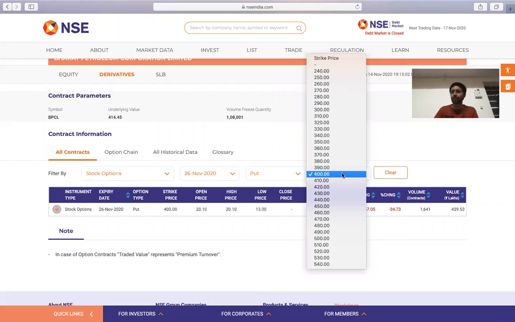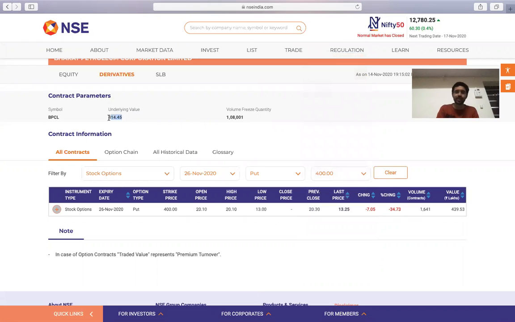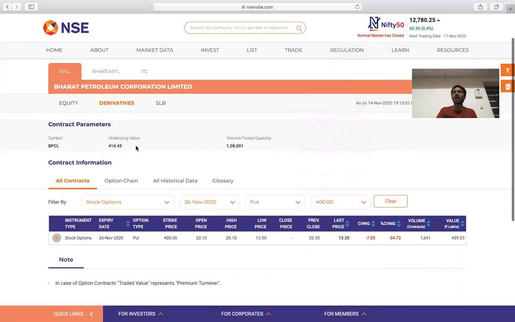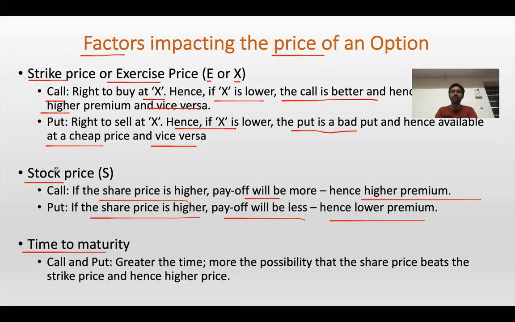From 400, 410, 420, there can be a series of strike prices. Whereas the underlying value, if you see over here, it's also mentioned, can only be one price, right? You cannot have multiple underlying prices. So technically, I have to compare two stocks having the same characteristics, the same strike price, but a different underlying price. Obviously, it's not possible for me to find two stocks having the same properties in terms of all the characteristics that they have.